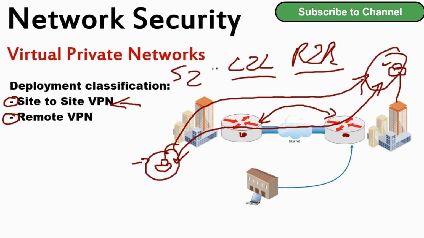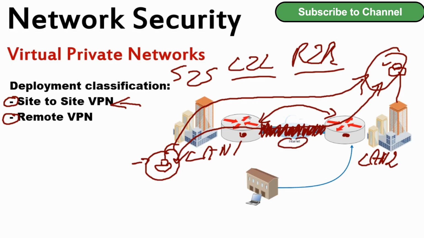What we mean by that is this is a LAN, local area network. Let's call it LAN 1. And this is local area network 2. We are going to connect these two sites using VPN, but we are going through the internet. It's not a secure place. We don't trust people on the internet. That's why we need a site-to-site VPN.